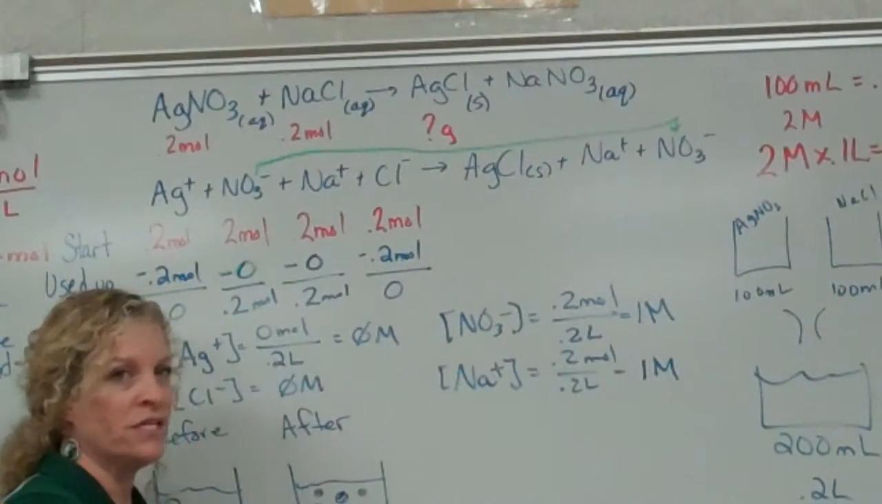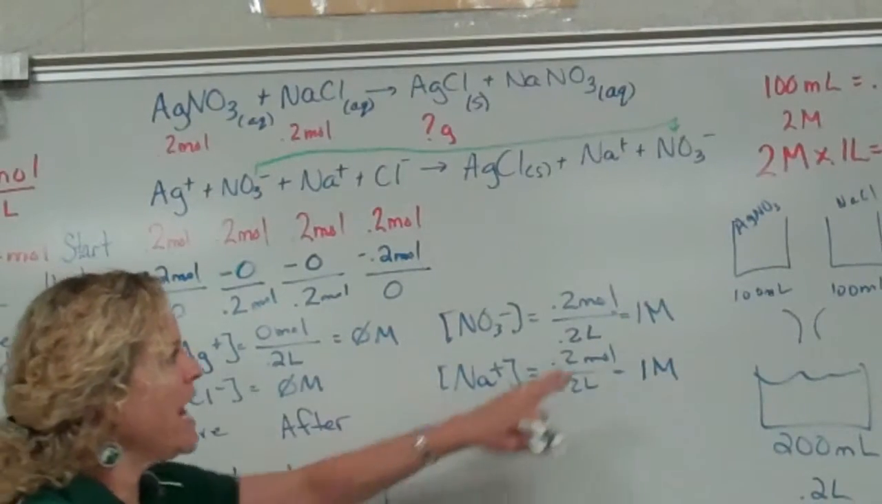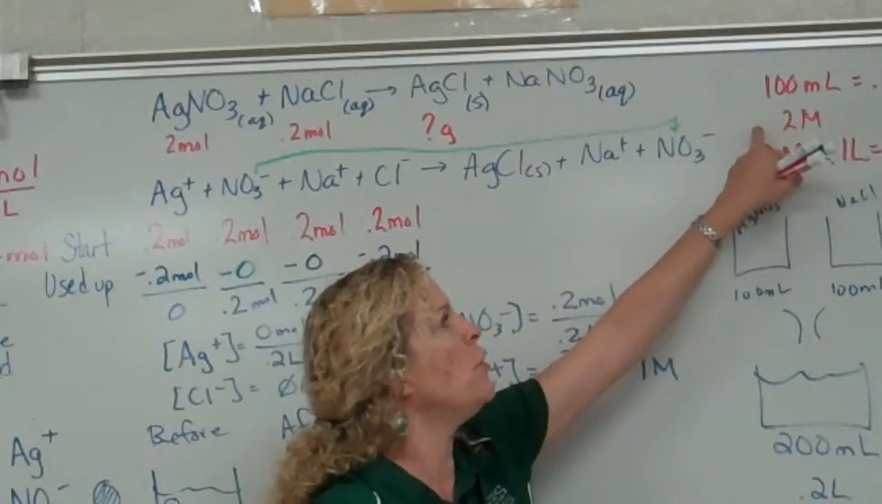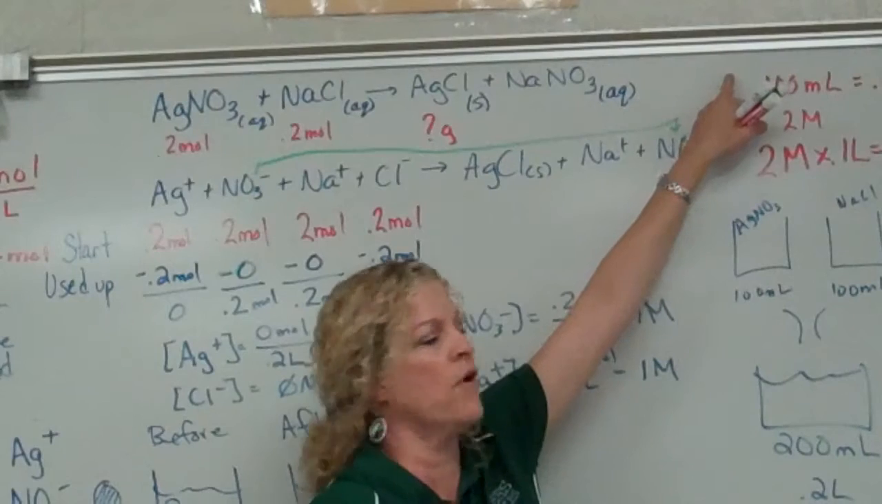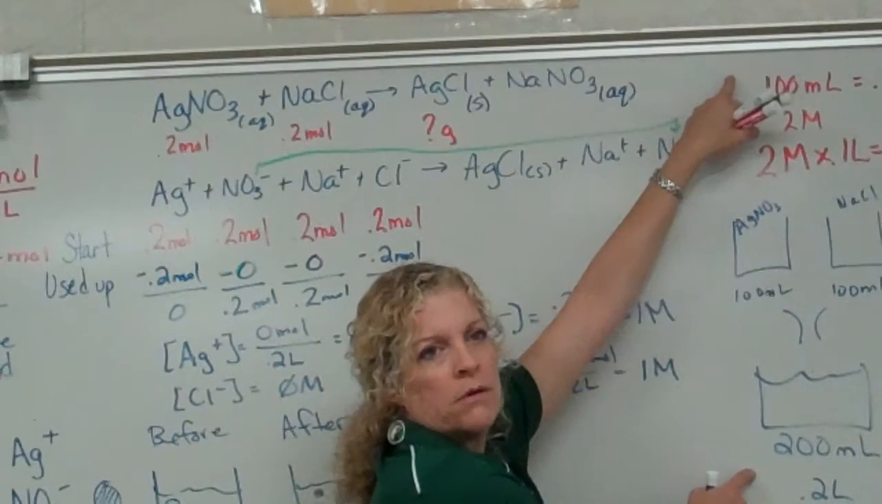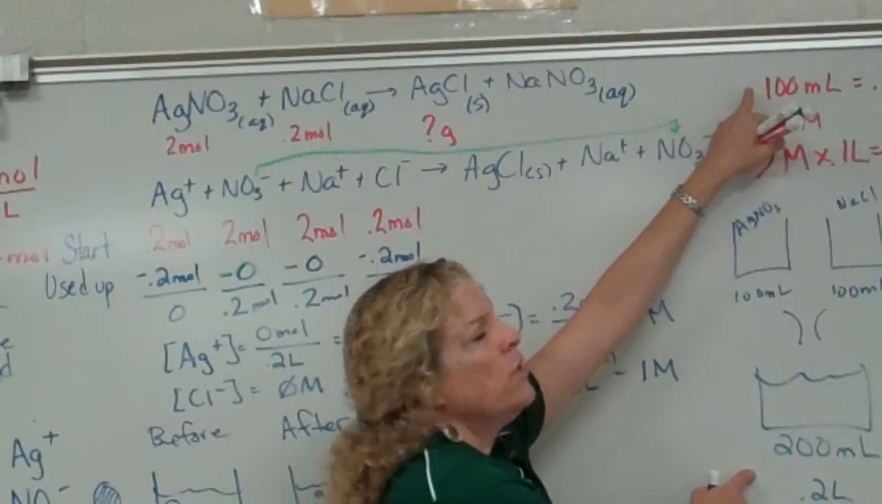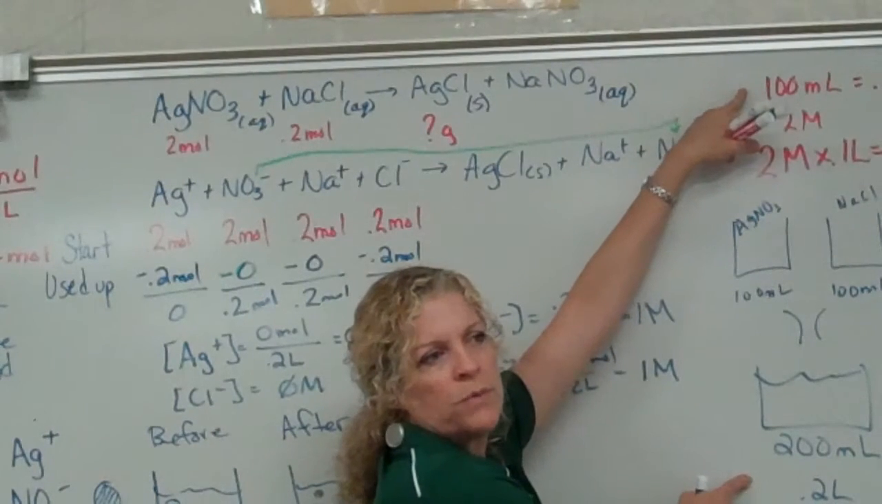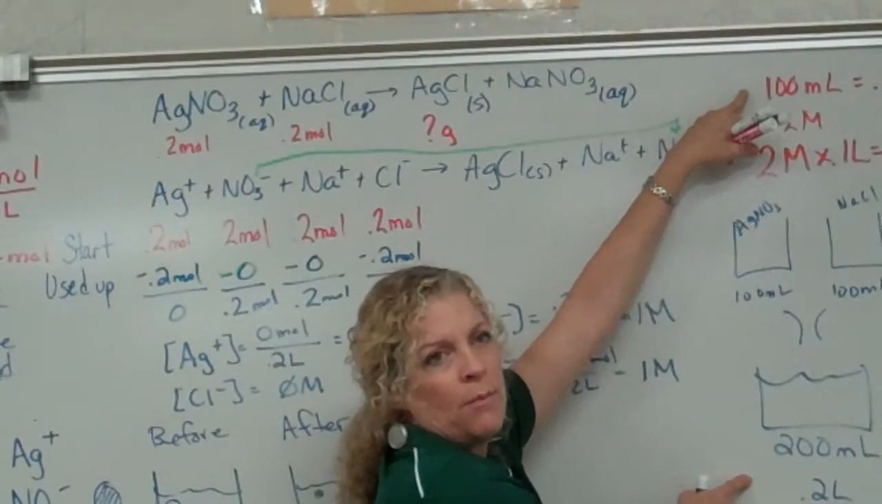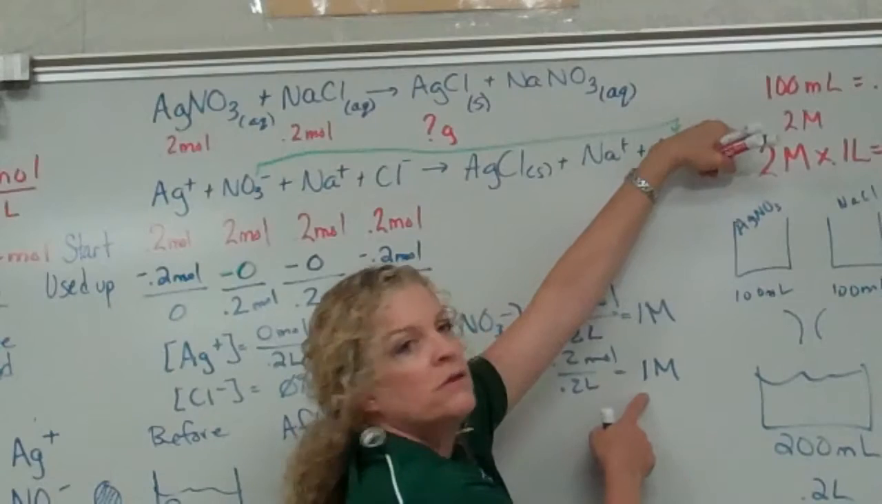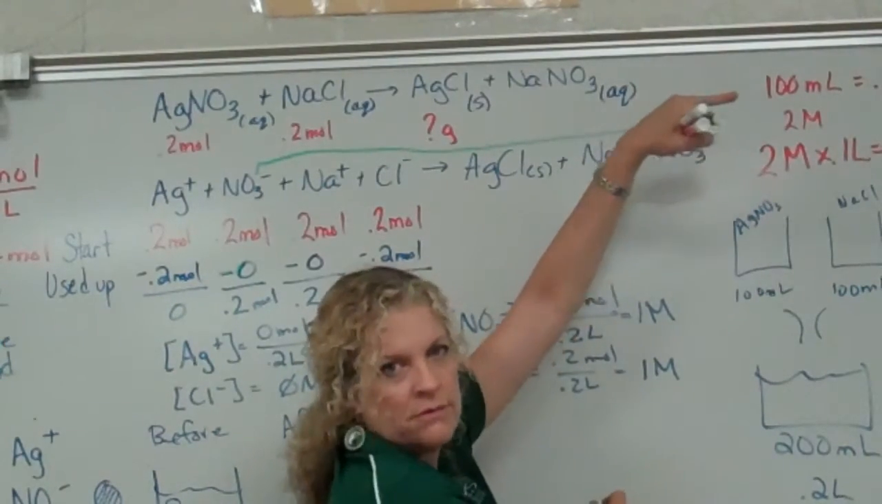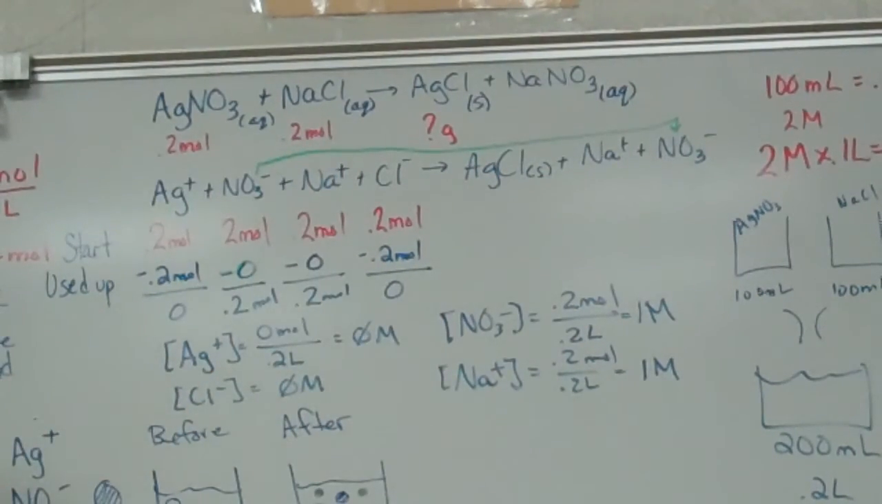And I want you to notice something. We started out with 100 mils of 2 molar. From 100 to 200, what did we do to the volume? We doubled it. So what did we do to the concentration? We halved it. Go ahead and stop. Okay? Does that make sense?